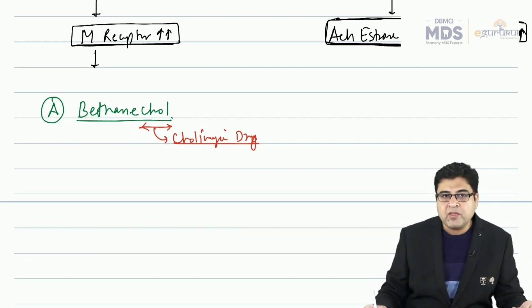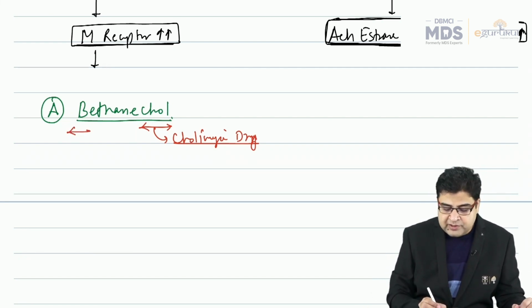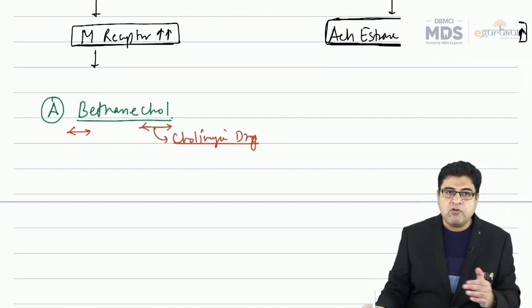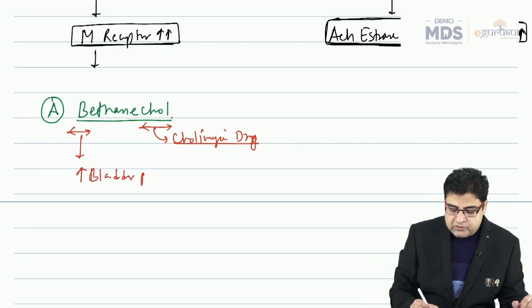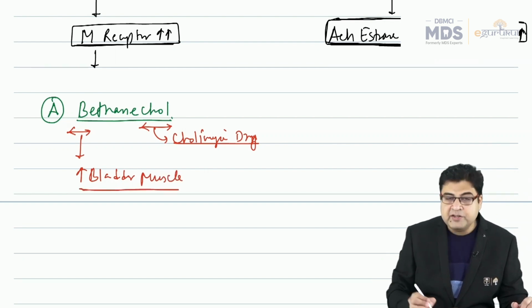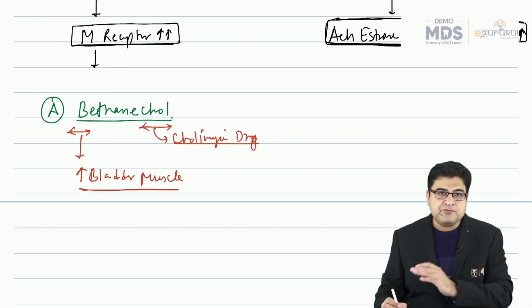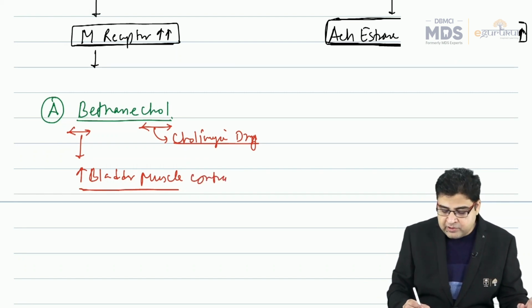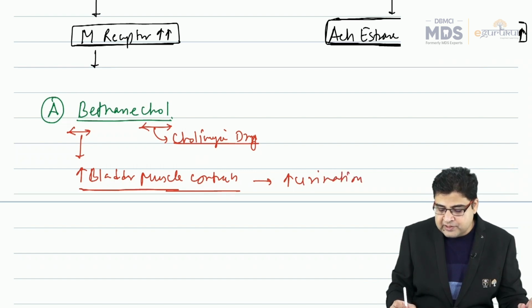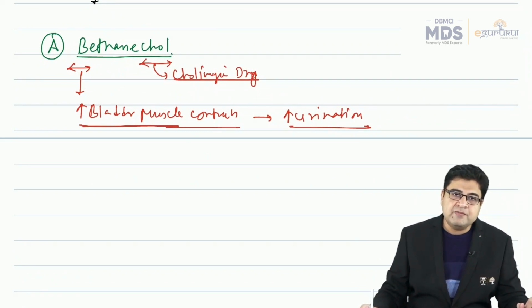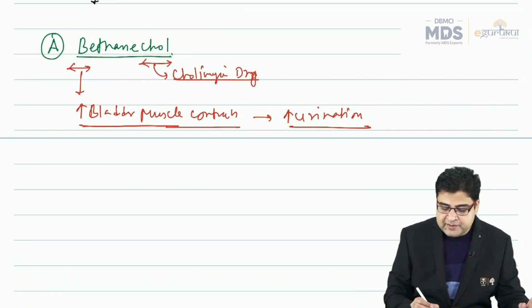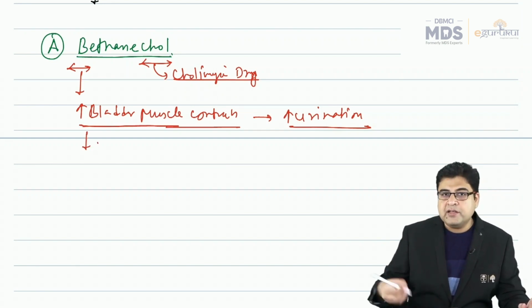Cholinergic means DUMBELS effect. Now, this medicine bethanechol starts with the alphabet B, so this medicine will go and stimulate the bladder muscle. It will contract the bladder muscle. We discussed already the mnemonic is DUMBELS, where U stands for urination. Once this medicine contracts the bladder muscle, it can result in urination.